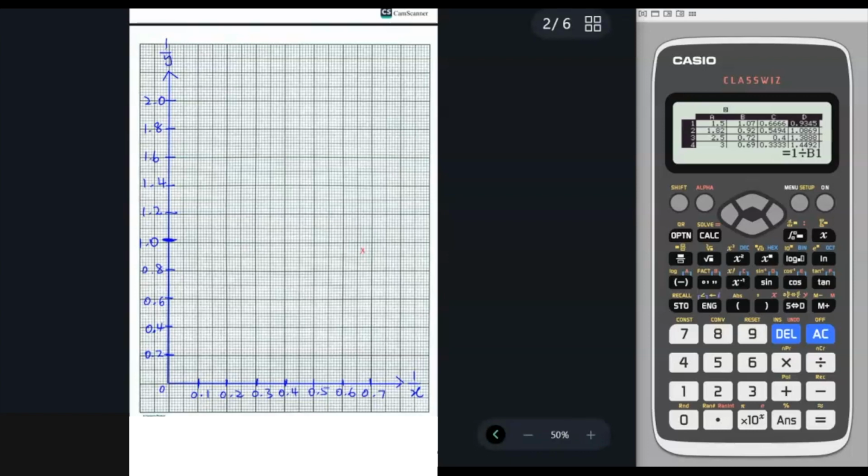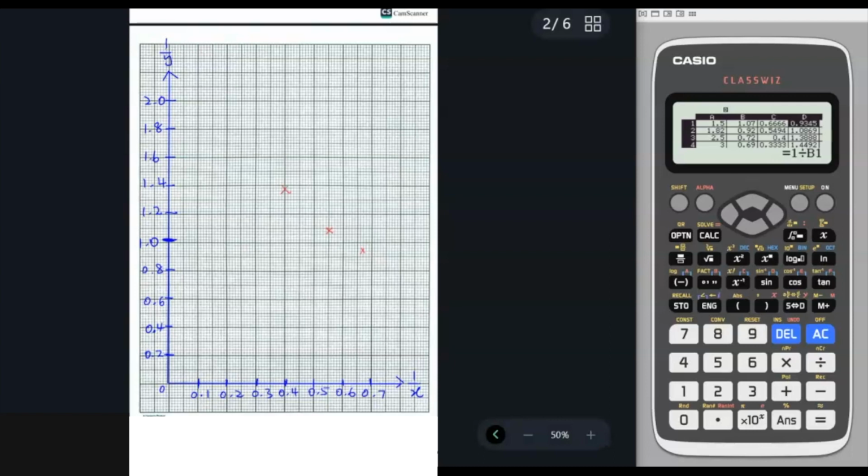Okay, so it's here, and then after that the next one is 0.55, 1.09, so it's somewhere around here. Okay, and then the next one will be 0.4, 1.39. Okay, 0.4, and then 1.39. It's almost at 1.4, but it doesn't touch 1.4.